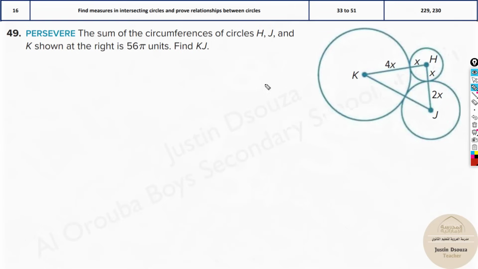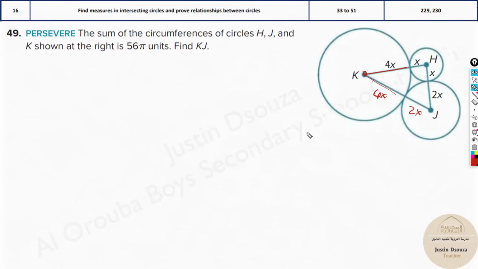Now, over here, this is interesting because the sum of the circumferences of circles h, j, and k is 56 pi. Find kj. Many times students will think, okay, this is a triangle, so is this the sum of all these sides? They might get confused. Some of them just add up these sides. Say this is a radius, 4x, so this will also be 4x. This will also be 2x, and this is x and x. So they add this up, and that is equated to 2 pi.